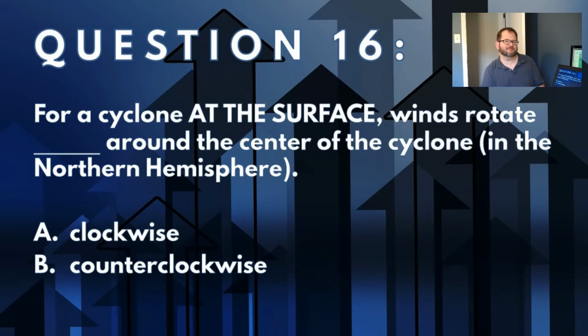Alright, before we all collapse in a pile because we're just so tired from these long lectures, let's answer a couple quick questions. Question 16. For a cyclone at the surface, winds rotate blank around the center of the cyclone in the northern hemisphere. Is that clockwise or counterclockwise? Oh, that shouldn't be too big of a deal, but let's make sure we review it. Make a choice from those two options, and get a little feedback before you move on to question 17.